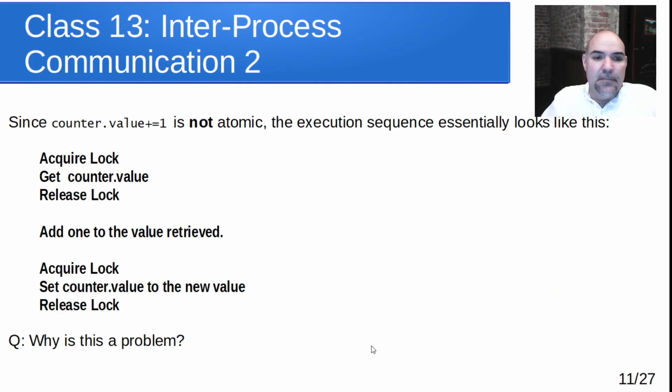In other words, if we were to look at what this is actually doing, the sequence would look like this. Acquire the lock, get counter.value, so that now we have counter.value. The Python virtual machine or Python interpreter would then add 1 to that value that it retrieved, which now knows we're no longer locked. And then once it's added 1 to that value, it needs to restore it. So it acquires the lock, stores the value, and releases the lock. But notice there's a span of time here and here where somebody could change that.